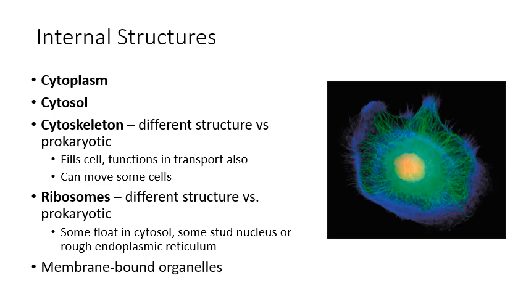Then you have ribosomes, which work the same way as prokaryotic ribosomes, but they do have a different structure. And in your prokaryotes, the ribosomes are just floating in the cell. In your eukaryotes, some of the ribosomes are floating, and some of them are attached to an organelle called the rough endoplasmic reticulum, or to the nucleus. Then in addition to these structures, you also have the membrane-bound organelles, which you do not find in prokaryotes.